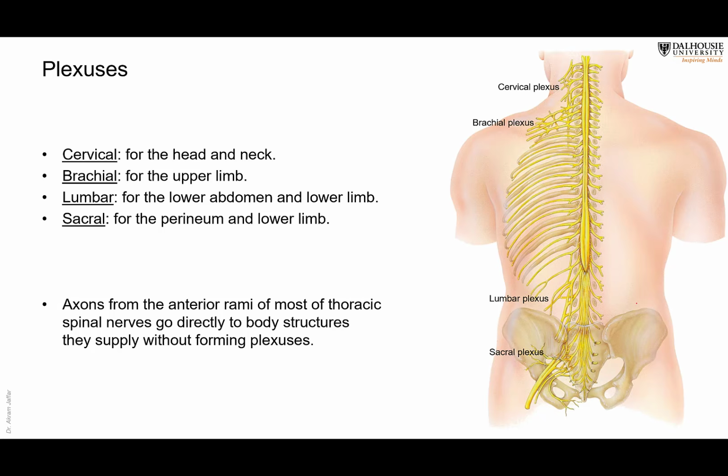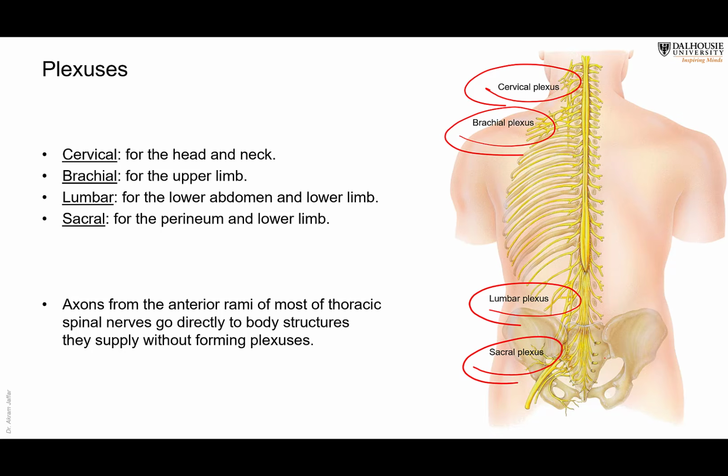We have multiple of these plexuses. We have a plexus in the cervical region for the head and neck. We have the brachial plexus for the upper limb. We have the lumbar plexus for the lower trunk and lower limb, and the sacral plexus for the lower limb and the perineum. And here, as you can see, in the thoracic region, the thoracic spinal nerves do not form plexuses. So they only supply segmentally.